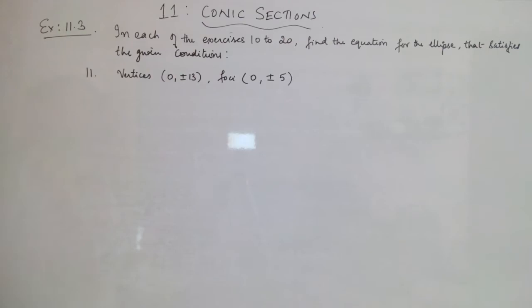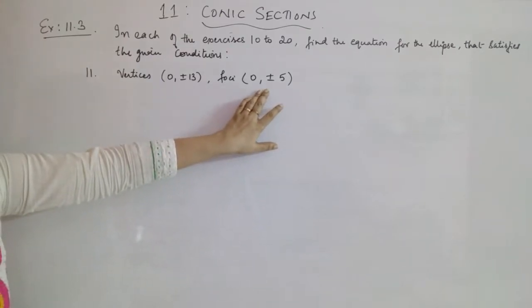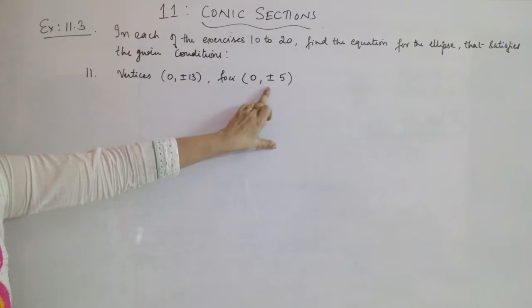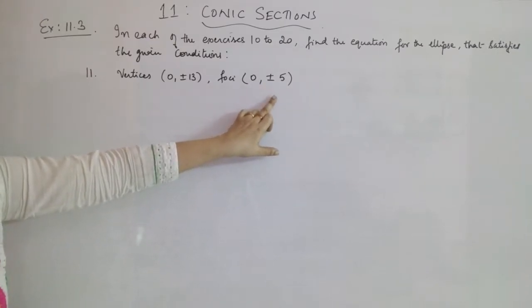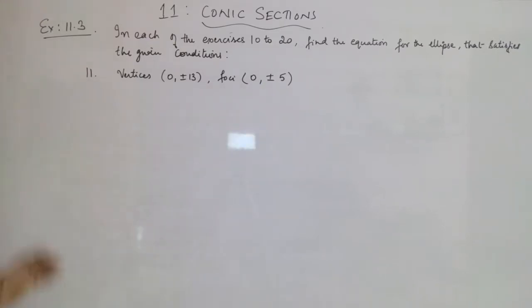Question number 11: vertices is given to be 0 plus or minus 13 and foci is 0 plus or minus 5. Again the coordinates will tell you that the major axis lies on the y-axis, because it is of the form 0, plus or minus something. That means when the major axis is on the y-axis, the form of the standard equation which you will take for the ellipse will be x square by b square plus y square by a square equal to 1.